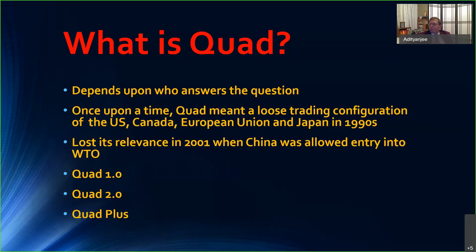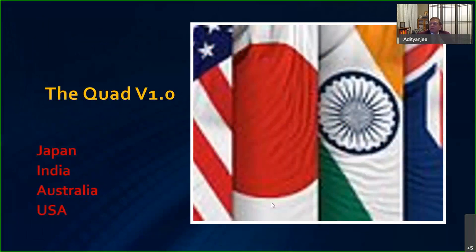In the current environment, especially after the virtual summit of the heads of government on Friday, March 12th, you may hear a number of terms: Quad 1.0, Quad 2.0, Quad Plus. We will discuss all these issues as we go along. So Quad 1.0 was basically a loose grouping of four countries: Japan, India, Australia, and the US.